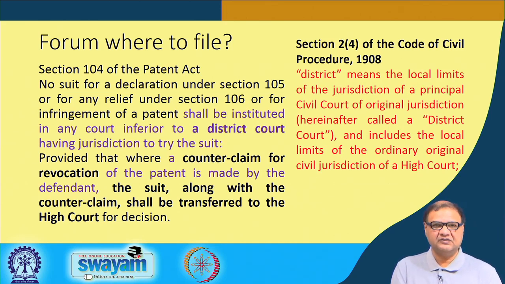Here there are a few points which I want to mention. It is a well known fact that invalidity is the major defense in a patent infringement suit, and that defense is always taken by the defendant. Now, suppose a suit has been filed in the district court, and then after one year or two years, the defendant takes the defense of the counterclaim of revocation. After two years the case moves from the district court to the High Court and the trial begins de novo at the High Court. So, there lies the problem.